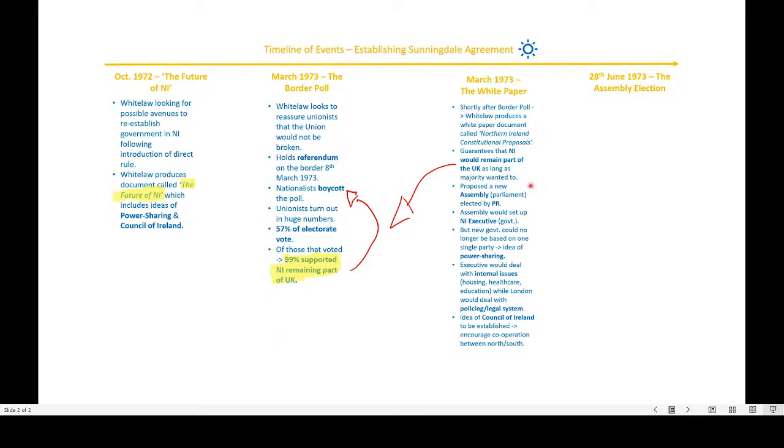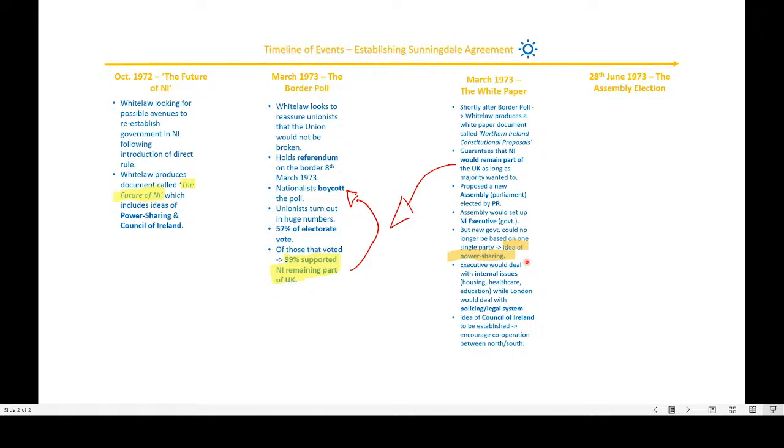So this White Paper proposed a new assembly, which was just a word for Parliament, that was going to be elected by the proportional representation voting system. So the assembly would set up the Northern Ireland Executive, or a new Northern Ireland government, but that new government could no longer be based on one single party. So this is where we see the idea of power sharing come into play in Northern Ireland.